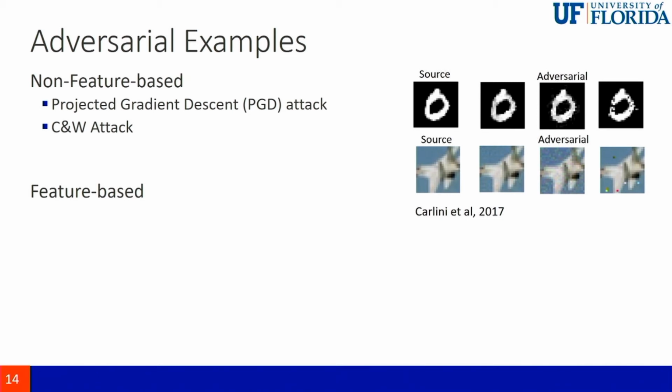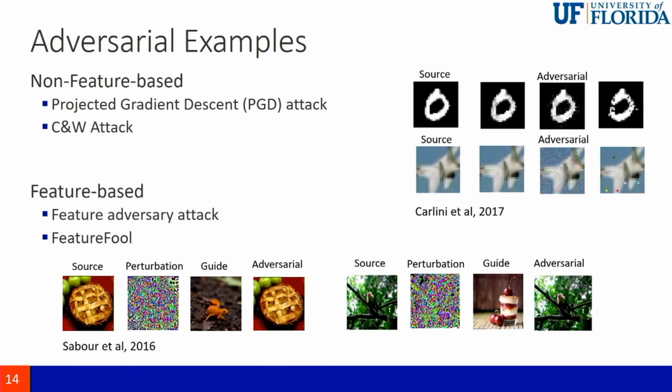So that if you ask the machine learning model to tell you what they are, they will tell you this number could be 1, could be 2, could be 7. The plane could be anything else. And we also have feature-based. The idea is that you have a source image, and you also have a guide image. The key idea is that the perturbation would be carefully designed so that the source image plus the perturbation will become the guide image. So for example, in the left bottom 4 figures, the adversarial example, the pie will be recognized as another small animal here. So this is the key idea.